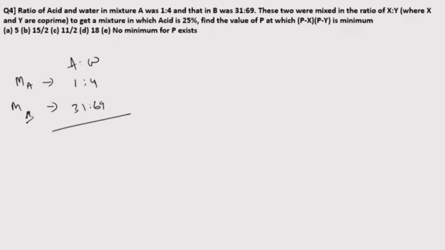Okay, they are mixed now. They are mixed to get another mixture where acidity is 25%. Means acid has to be 25% and water has to be 75%. Means 25:75, that is 1:3. Okay, if acid is 25%, water has to be 75%, ratio is 1:3. Now this is saying in what ratio we have to mix these two to get this.